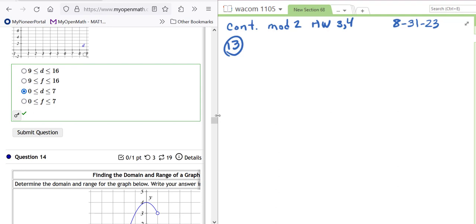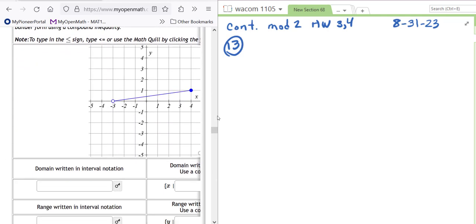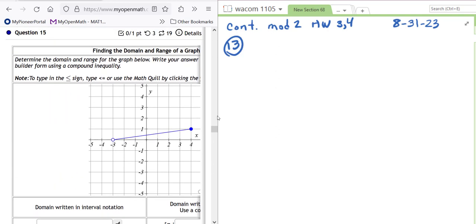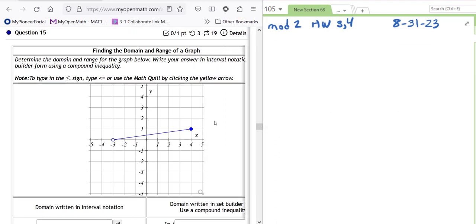And I am going to skip some of these. I'm going to skip 14 because we did several of those. 15 I'm going to do, even though it's the same type of question, because it asks for set builder notation, which I did not have in your other videos, so I want to make sure that you see it and can do your homework. I am going to need to make this a little bit bigger.